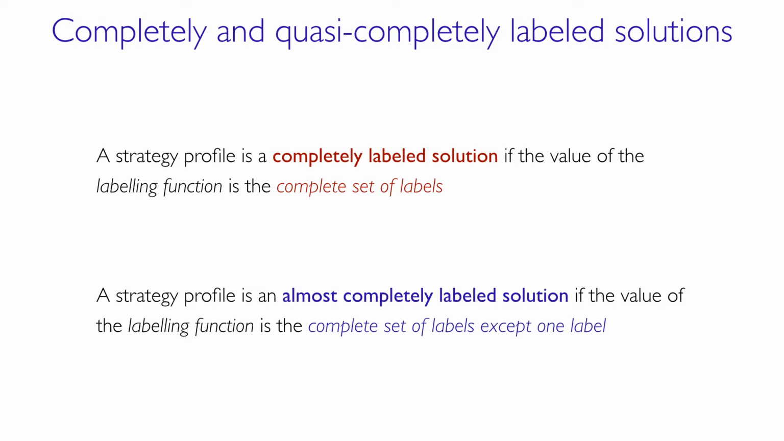Instead, a solution is almost completely labeled if the labeling function returns the complete set of labels except one. So, except the label of one action of a single player.